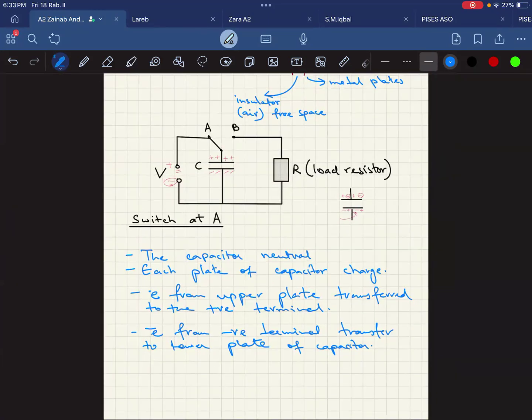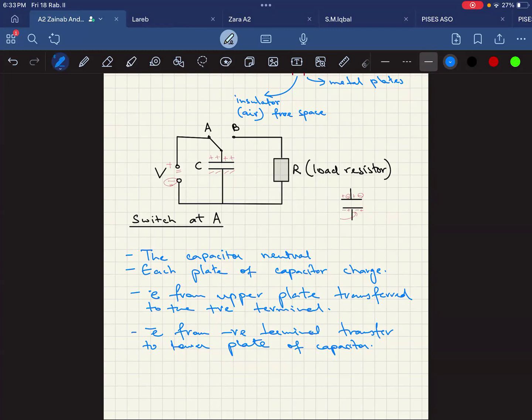Okay, and in this way, each plate of the capacitor gets charged. I hope I'm clear to you people, right? Yes. Am I clear? Okay, so remember one thing, I repeat, basically only electrons are the particles that travel. That's the reason why we have just described the transfer of electrons when the switch is connected to A. And the capacitor is storing energy, and each plate of a capacitor is getting charged. Upper plate becomes positive charge, lower plate becomes negative charge.